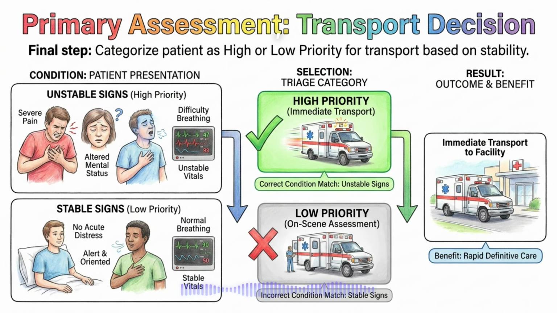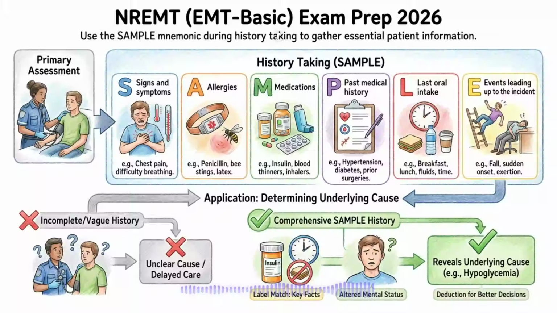Testing your triage abilities. After the primary assessment, you transition into history taking, using the SAMPLE mnemonic to gather essential medical information. SAMPLE stands for signs and symptoms, allergies, medications, past medical history, last oral intake, and events leading up to the incident.